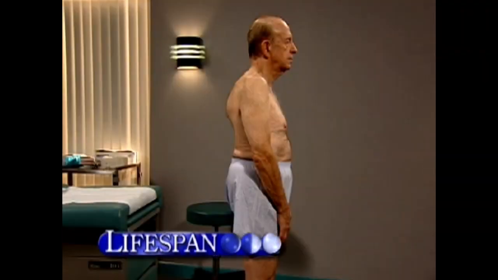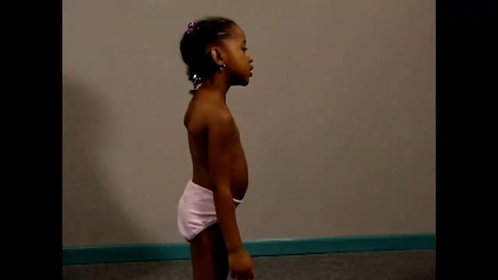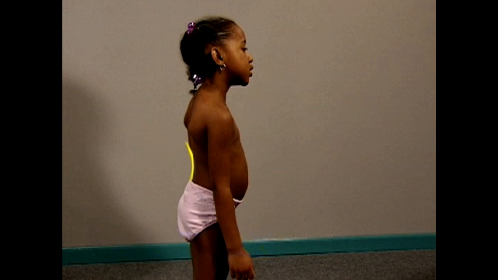In an older adult, however, you're likely to see kyphosis, or increased thoracic curvature, which forces the head to tilt back. In a toddler, expect to see a marked lumbar curvature with a protuberant abdomen.